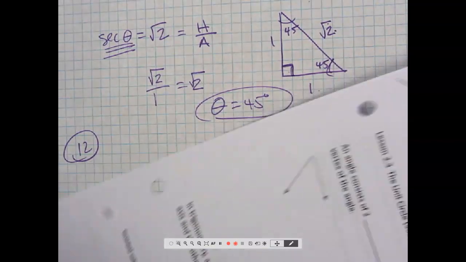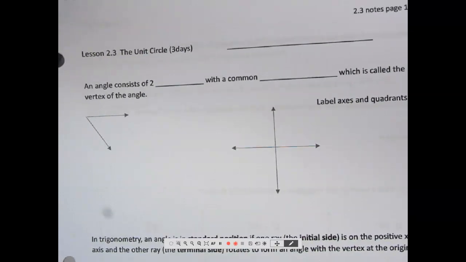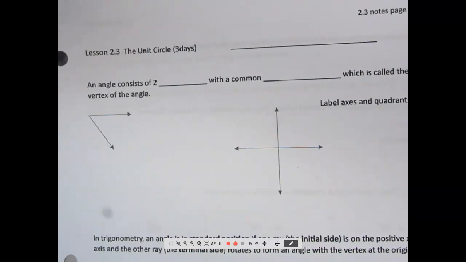So we're starting lesson 2-3. Like I said, we're going to spend a few days on this because there's a whole lot of information in this lesson. And eventually what we're going to construct at the end of our 3 days is something called the unit circle. Have you ever heard of that term? Someone else maybe who took this class talked about the unit circle. Okay, so we'll start out pretty basic.